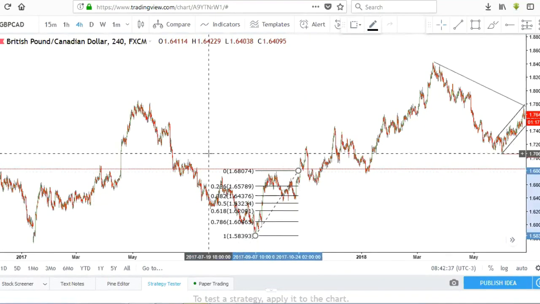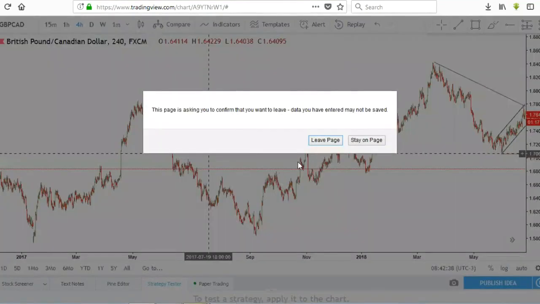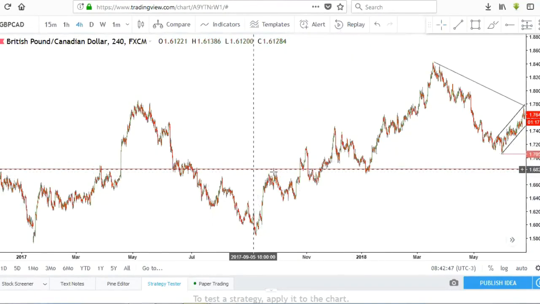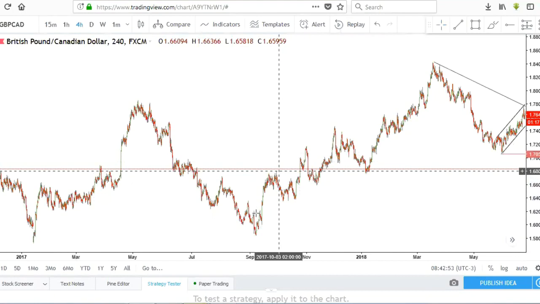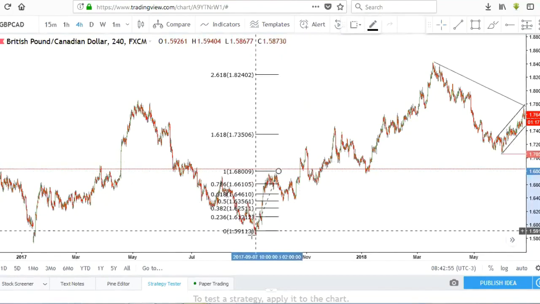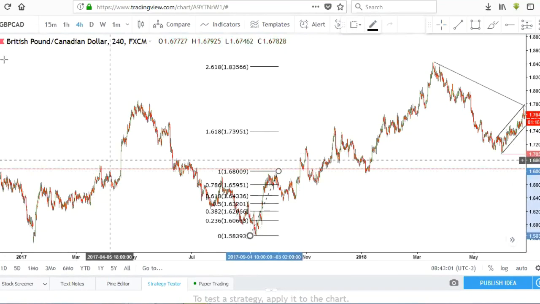The other method you can use to calculate your targets is to take the price from the higher. You take from the higher, you bring it back to the low, like the opposite thing. You just take from the high to the low.